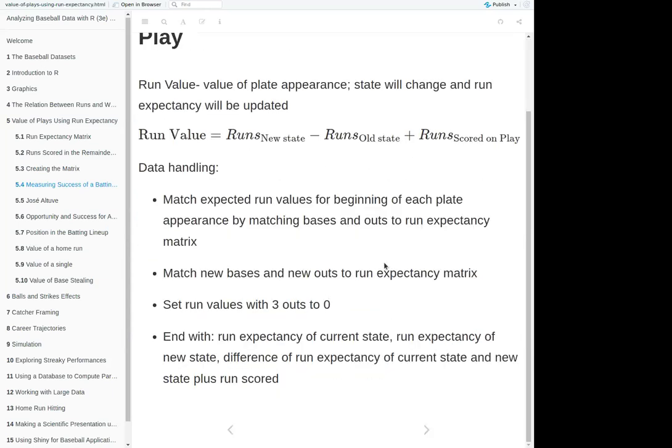So a few caveats with the data handling that the book discussed: we match the expected run values for the beginning of each plate appearance by matching the bases and the outs to our run expectancy matrix. That's how we get everything all together. We match the new bases and new outs to the run expectancy matrix. We set our values with 3 outs down to 0, and therefore we can end with a run expectancy of the current state, a run expectancy of the new state, and the difference of the run expectancy of the current state and the new state plus the runs scored. So as we'll see, this really lets us dig into what happened in each of the plays by looking at the current state versus the new state.